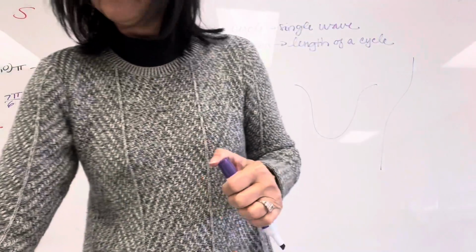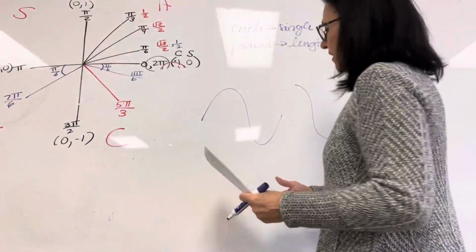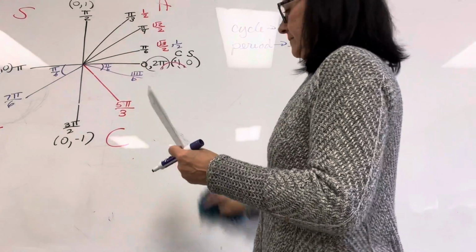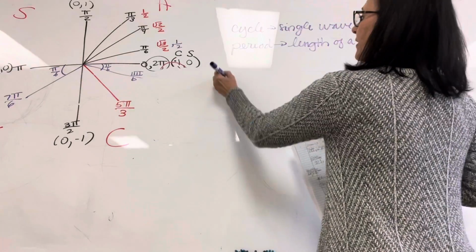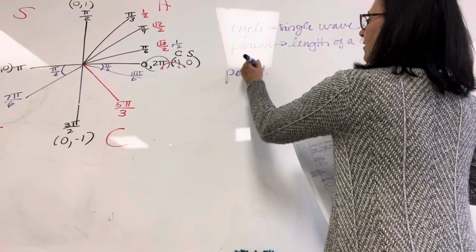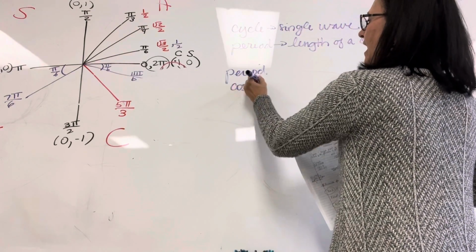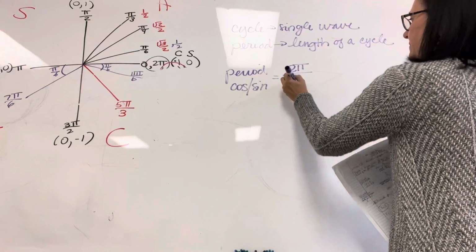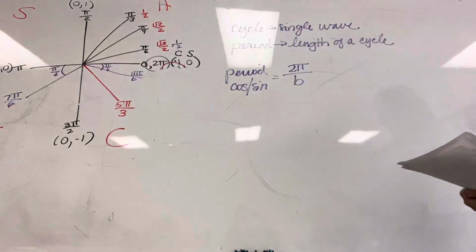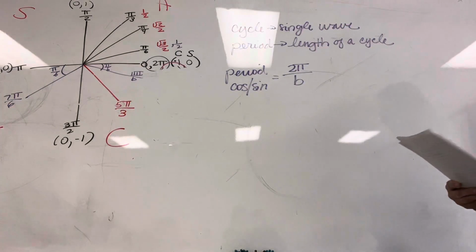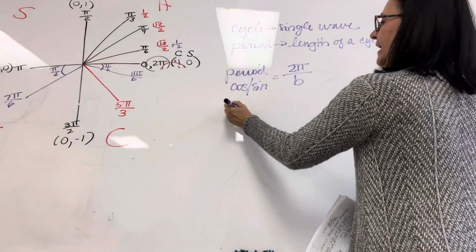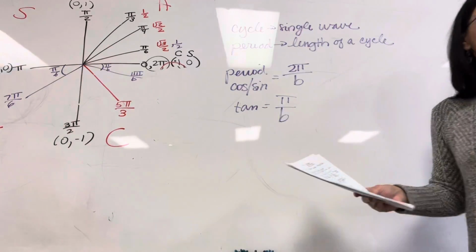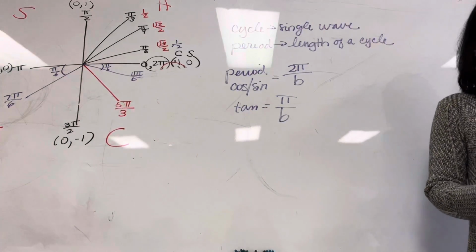Okay, so now I'm going to write a formula for the period. All right, so the period for the cosine or the sine is going to be 2 pi over this b value. I'm going to show you where b goes. For the tan, what do you think it's going to be? Pi over b, because it only takes pi to complete one cycle.